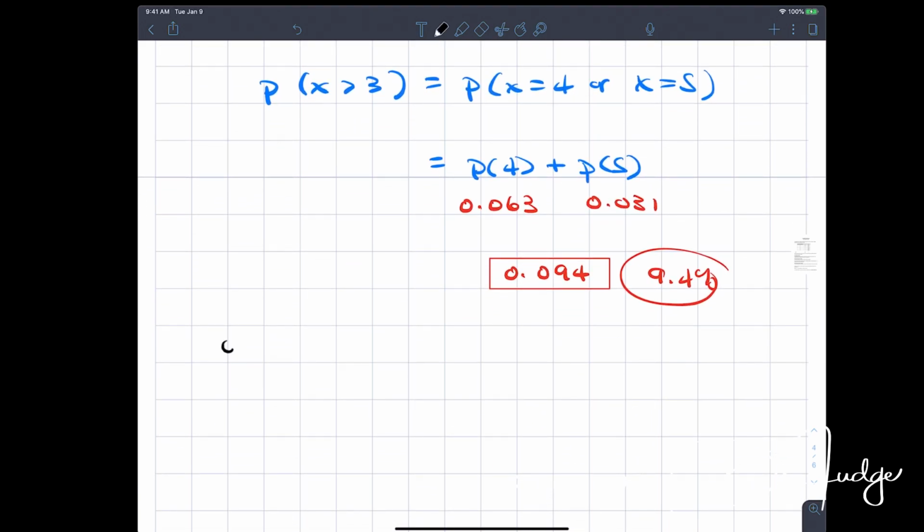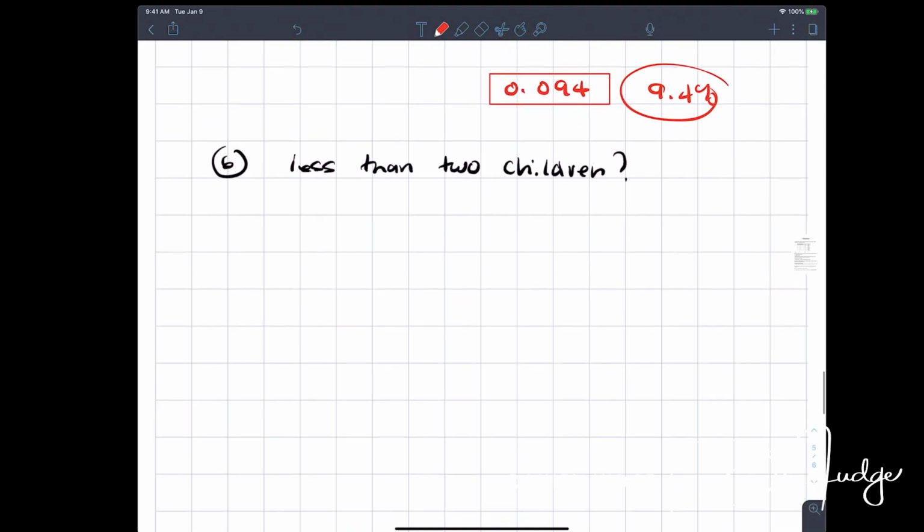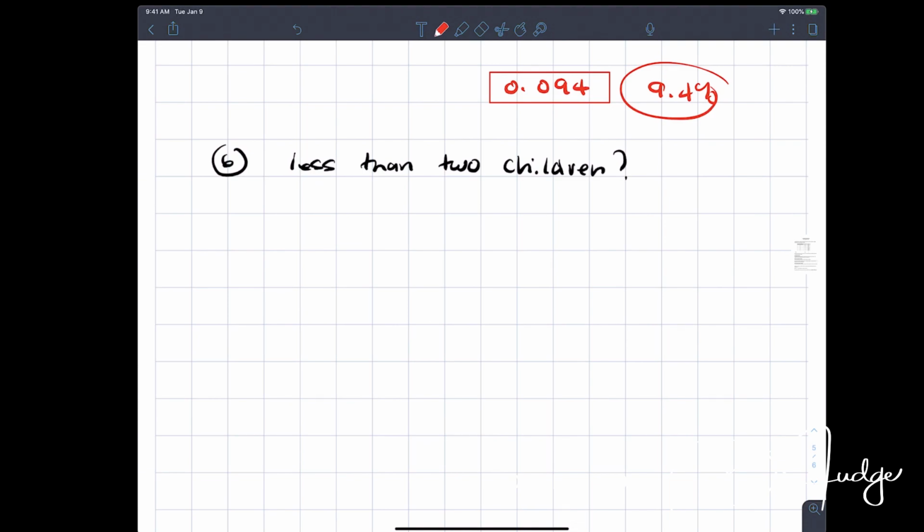All right, number 6. How about if I say less than 2 children? So we're going to have to know the meaning of less than 2 children. Okay? This is language again. Less than 2. Well, what does that mean to have less than 2 children? Remember, less than 2 is strictly smaller than what? 2.